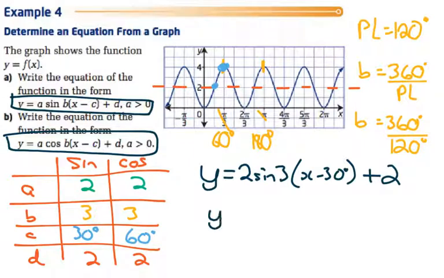The cosine function, just as before, the only difference is going to be C, which will be 60 in this case.